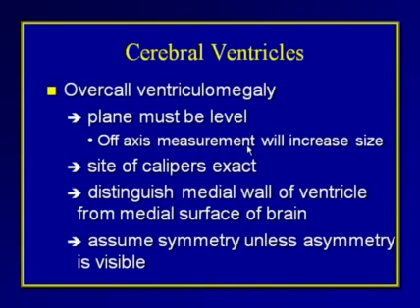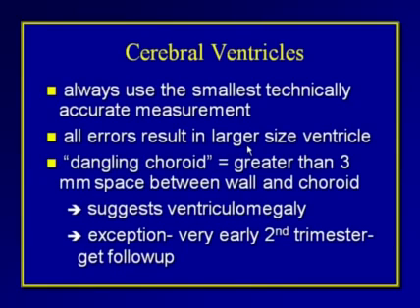And remember, we can assume that the ventricles are symmetric unless you visualize asymmetry. Always use the smallest technically accurate measurement. Any measurement that you take of the lateral ventricle that is artificially increased is due to measuring this ventricle obliquely, so that the true measurement, the smallest measurement you get, is the true measurement. It's impossible to measure a dilated ventricle as smaller than it truly is, but it is possible to take a normal-sized ventricle and make it larger.